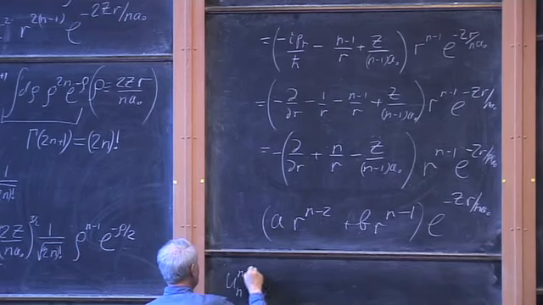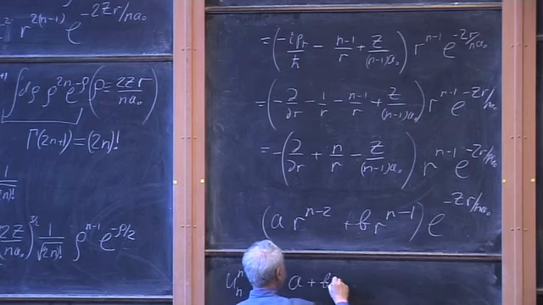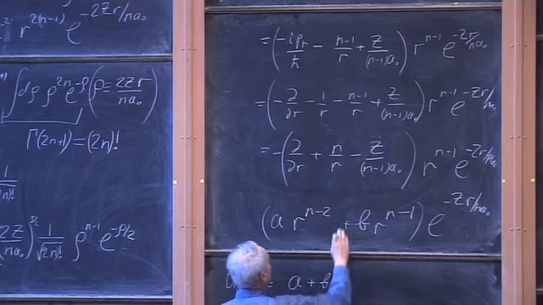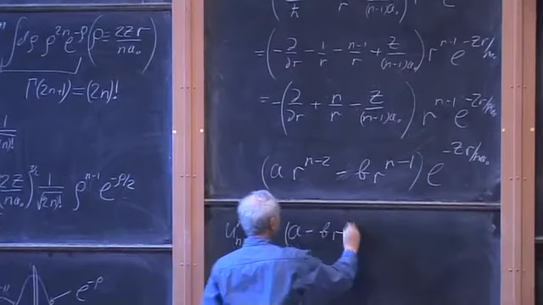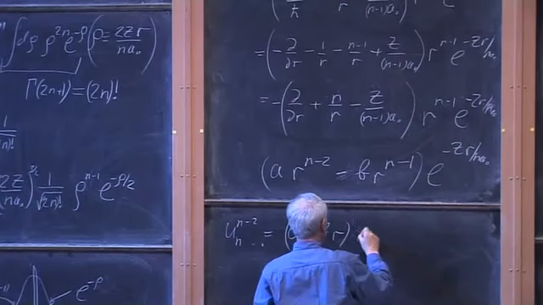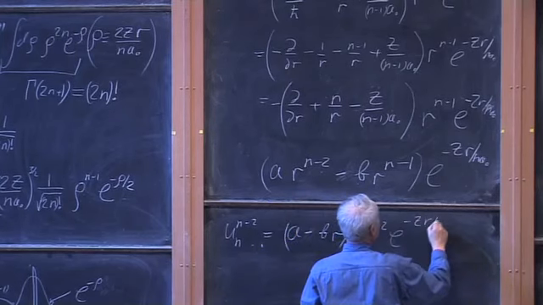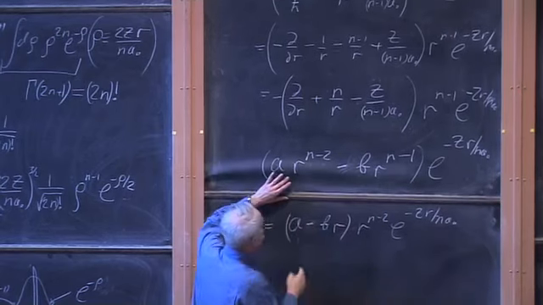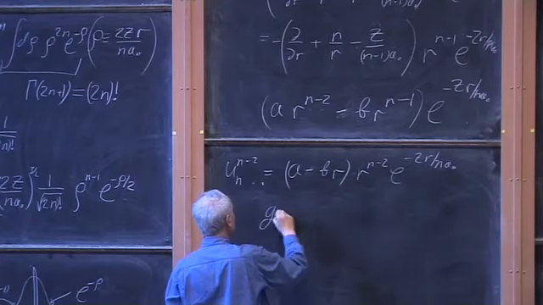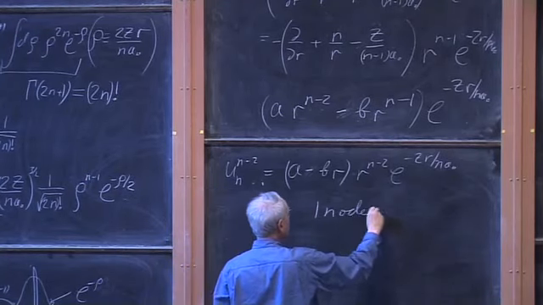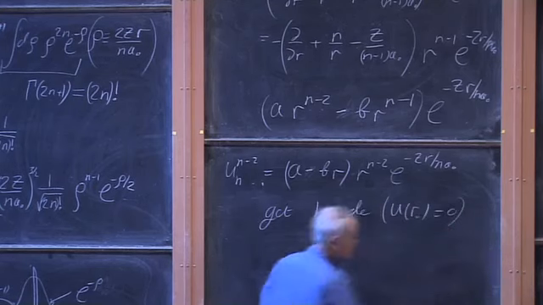U n, n minus 2 is now a linear function of radius. It's going to be a plus b r. And actually that will be negative. Concretely it's going to be negative, times r to the n minus 2, so I've taken this out, e to the minus Z r over n a0. So since this is a linear function of r, and moreover b and a are positive, we get one node, right? That is to say, u at some particular radius vanishes.